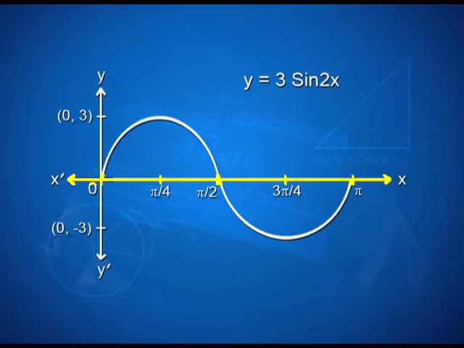We can see x dash o x is the x axis here, y o y dash is the y axis, and we can see that the graph is an increasing function. It goes from 0 to 3 and then it decreases and it reaches pi by 2 here, and in a similar manner we can do it till pi. This is the graph of y equals 3 sin 2x.